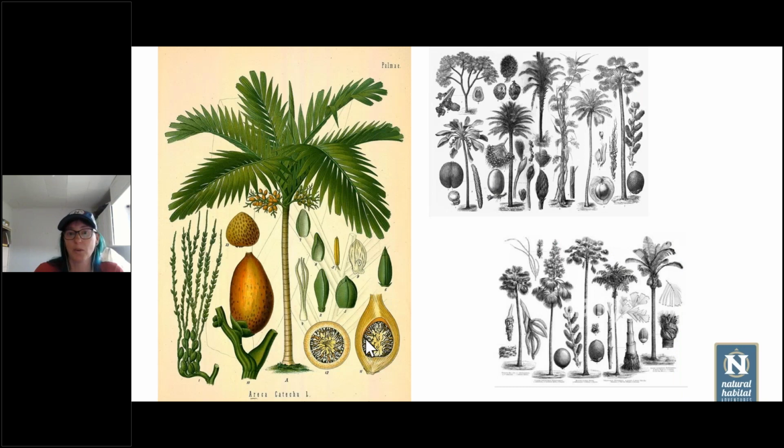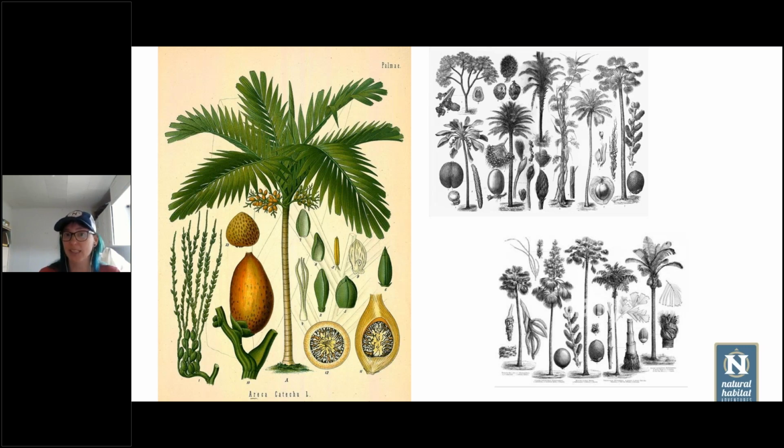So what do I even mean when I say palm tree? Palm tree, it's a common term, right? It's not a scientific term, but it does refer to members of a particular family of plants, and that family is called Ericaceae. All of these members of the Ericaceae are perennial flowering plants, meaning that they live for multiple years and they produce flowers and fruit.